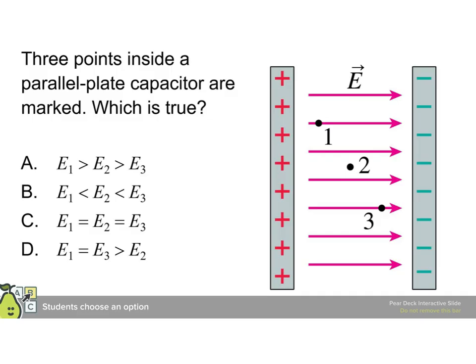All right, 3 points inside a parallel plate capacitor are marked. Which of these things are true about the electric field? Is it true that the field at 1 is more than the field at 2 is more than the field at 3? Or is 1 the least, and then 2, and then 3? Are they all the same? Or is it that 1 and 3, being equidistant from the plates, are equal, but that the field is least in the middle? And the most important thing to remember about capacitors always is the field inside the capacitor is constant. So no matter where we are, it's the same electric field.